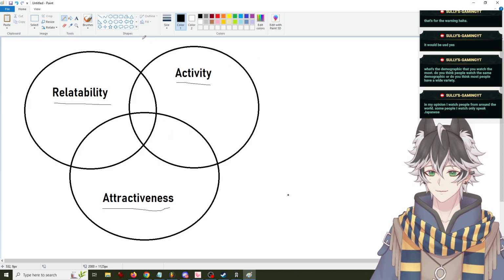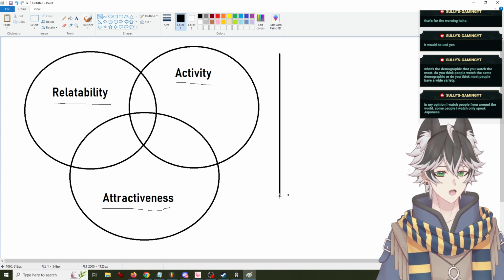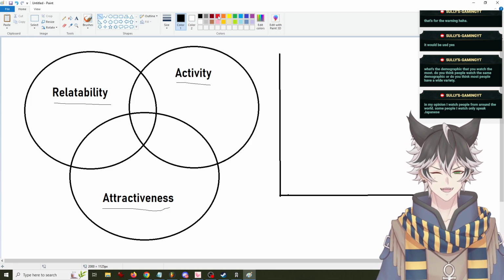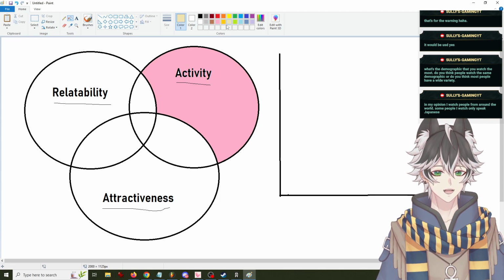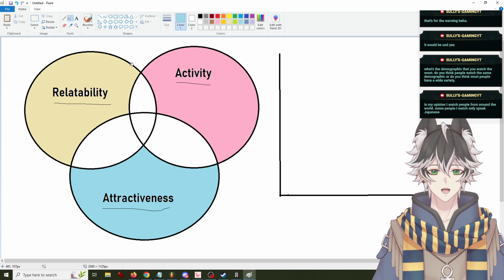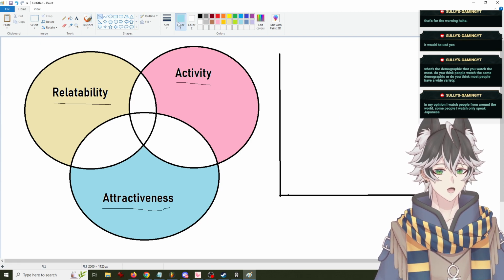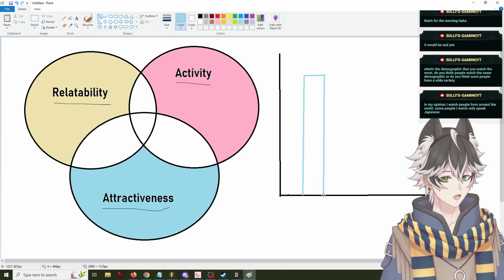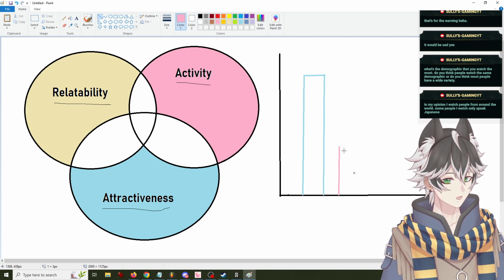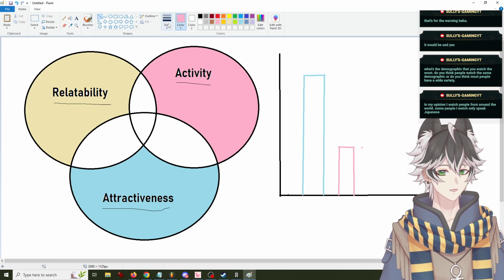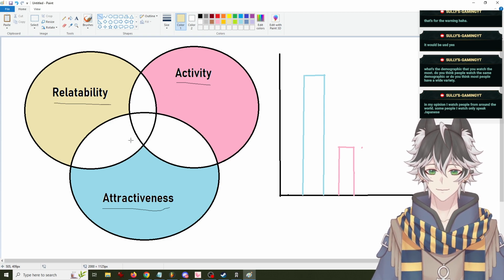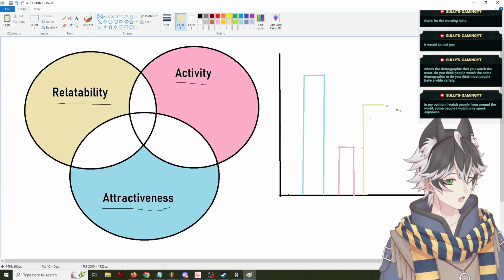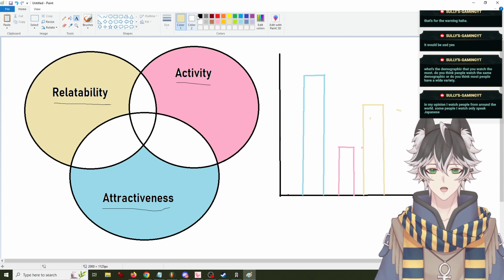And they're looking for them in different ratios based on the reason they might be watching a streamer, right? So for horny gooners, let's just give these some colors. Okay, so for horny gooners, I think attractiveness is really, really high. And they don't care so much about the activity. So this is the gooner chart. But relatability and attractiveness can go hand in hand. So relatability is like here.